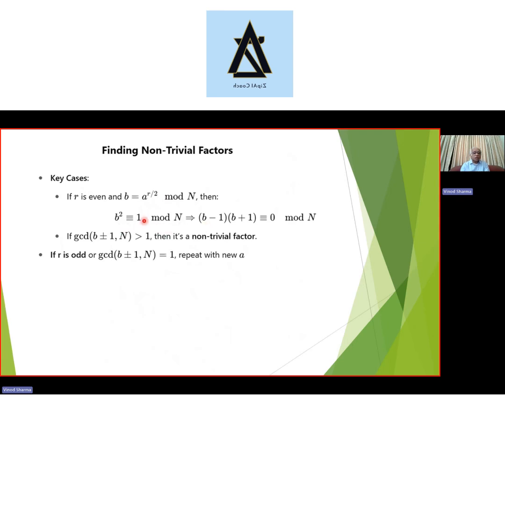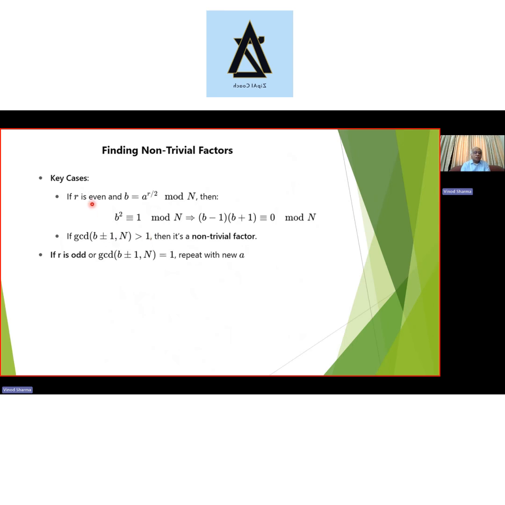This implies you take 1 on this side, you get b squared minus 1 is equal to 0 mod n, which implies that b minus 1 into b plus 1 is equal to 0 mod n. This means that b minus 1 and b plus 1 are both factors of n. If GCD of b minus 1 and n is greater than 1, or GCD of b plus 1 and n is greater than 1, then they qualify as a non-trivial factor of n. You pick one of them, b minus 1 or b plus 1, whichever satisfies this.